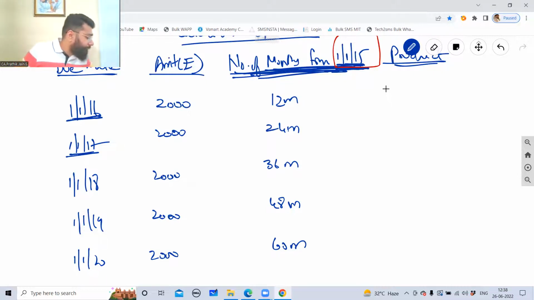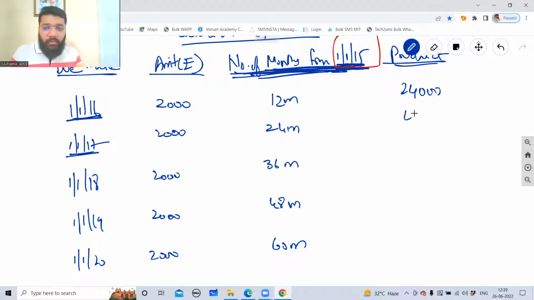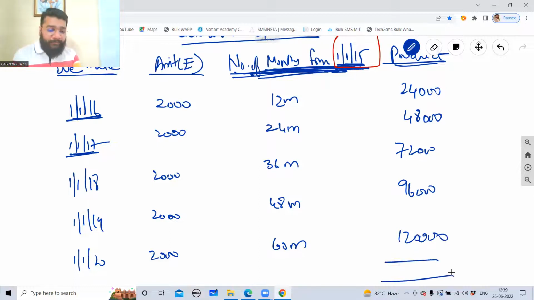So please take your calculator. M+. 2000 into 24 is 48,000, M+. 2000 into 36 is 72,000, M+. 2000 into 48 is 96,000, M+. 2000 into 60 is 120,000, M+. MRC gives 360,000. And what is the total amount?